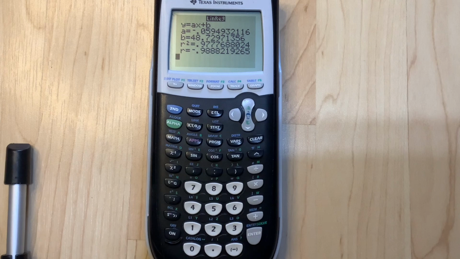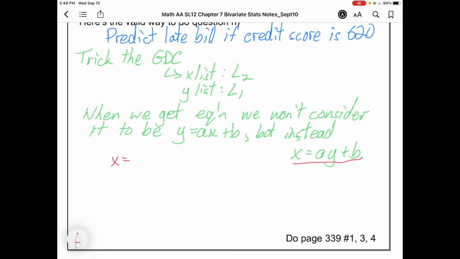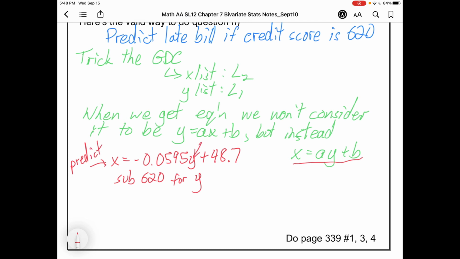Notice that the r value has not changed. But I switched these. So instead of writing it as y equals ax plus b, it's going to be x equals ay plus b. Let's write that down. We found that a, or slope value, was negative 0.595, y plus 48.7. I hope this gives us a reasonable number. And once we have it in this form, we can sub 620 for y. It's always going to be, if you're using regression for predictions, that this is the thing we want to predict. And this is the value that we'll put in.